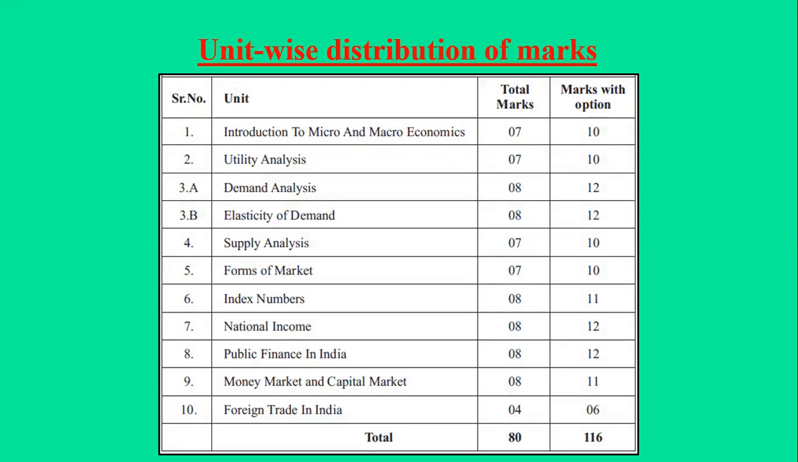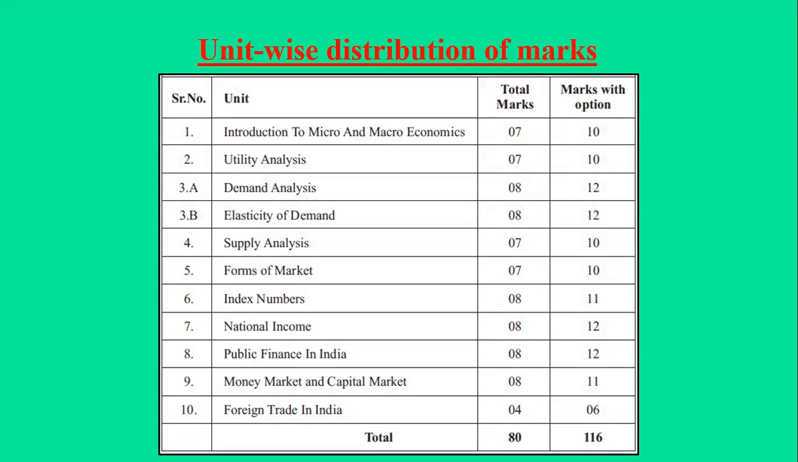Chapter number 4, Supply Analysis, total marks 7, marks with option 10. Chapter number 5, Forms of Market, total marks 7, marks with option 10. Chapter number 6, Index Numbers, total marks 8, marks with option 11. Chapter number 7, National Income, total marks 8, marks with option 12.